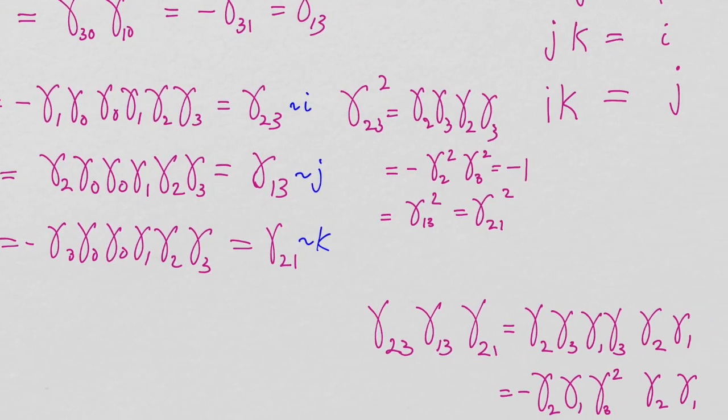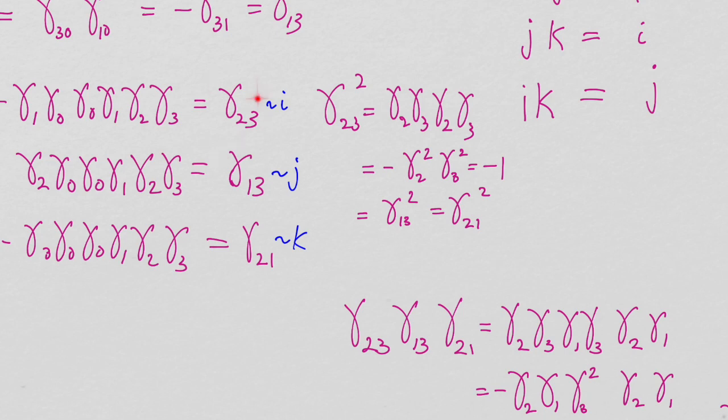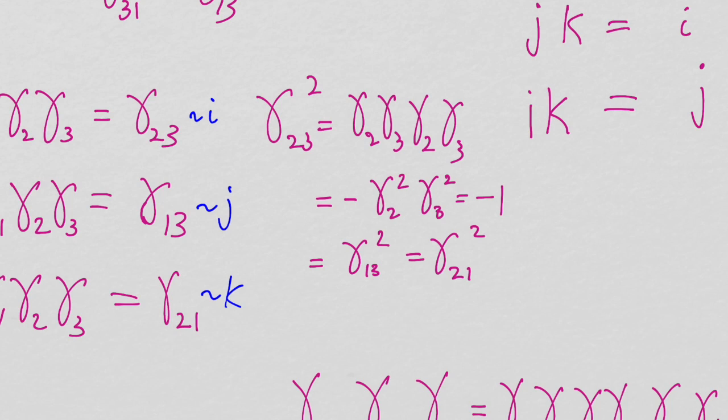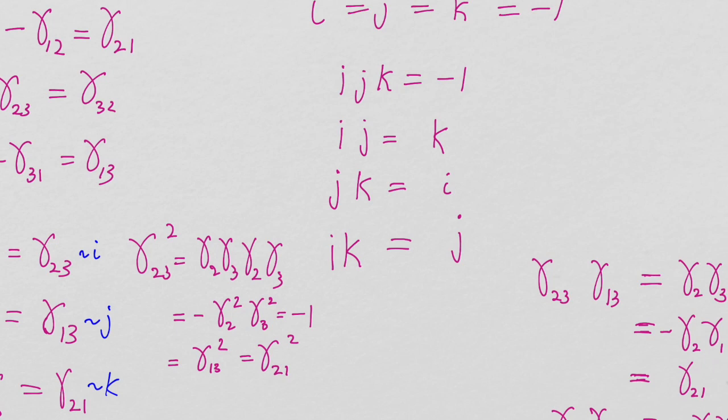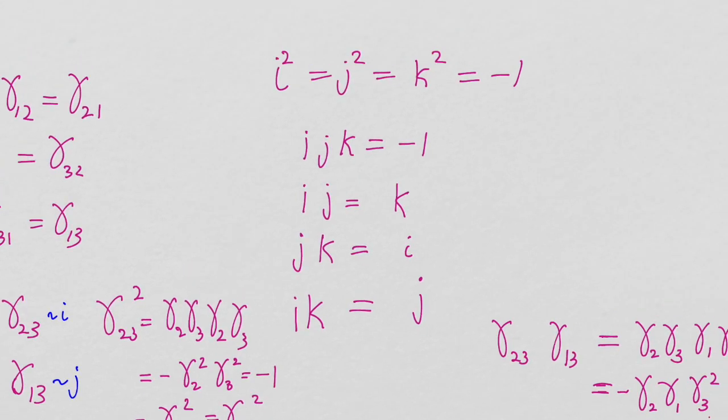So let's check. The first thing we check is, do they each square to -1? And here I worked out the full example for gamma 2, 3. Which is gamma 2, gamma 3, gamma 2, gamma 3. You pick up a minus sign by flipping these two. So you got that minus sign, and then you end up with gamma 2 squared and gamma 3 squared, both of which are -1, and that's -1. And you'll see that that's exactly the same for gamma 1, 3, which is j, and gamma 2, 1, which is k. So yes, they satisfy this first property.